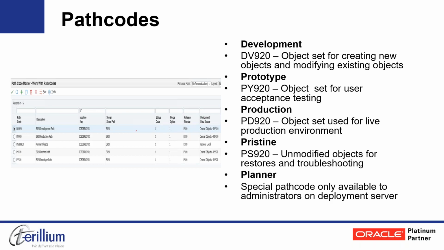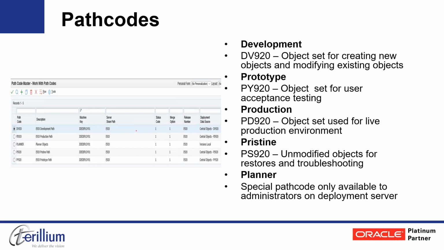The fourth one is pristine. This is typically an administrator-only path code. Basically, none of your custom modifications are ever applied to pristine. We want to keep this as clean as possible for two main reasons. If we run into a problem in one of the other environments, and for some reason one of your business processes isn't working, we can go ahead and test in pristine, which runs across a smaller data set delivered by Oracle.